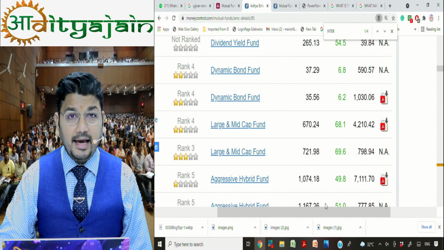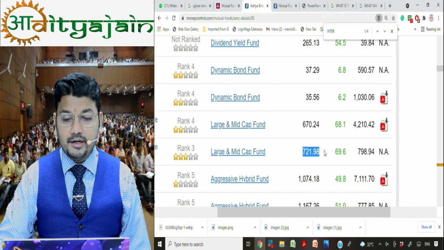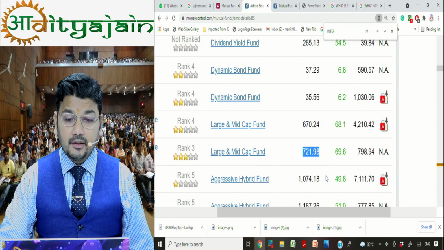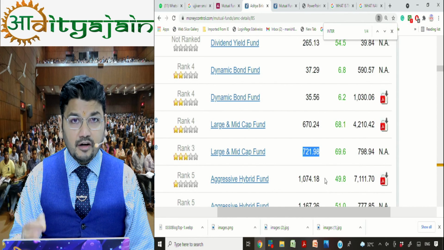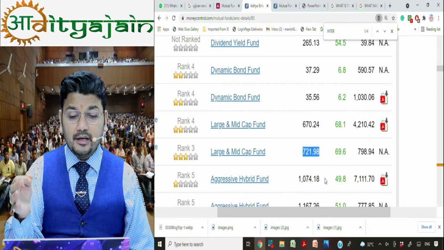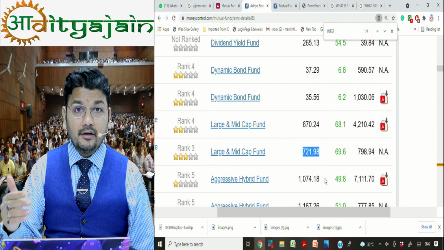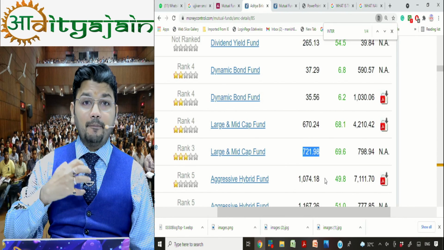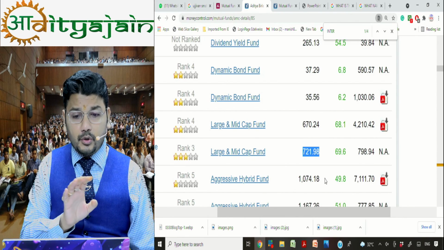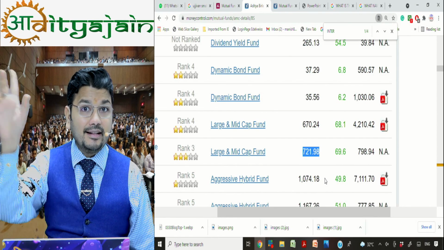Let's see what is the NAV of this mutual fund. It is 721.98. Means if I want to buy 1 unit of this mutual fund scheme, I will have to pay 721.98. Remember, you are paying 721.98 for its net assets. You will be a part owner of the net assets. You need not worry, because this much amount the company is having in their net assets.